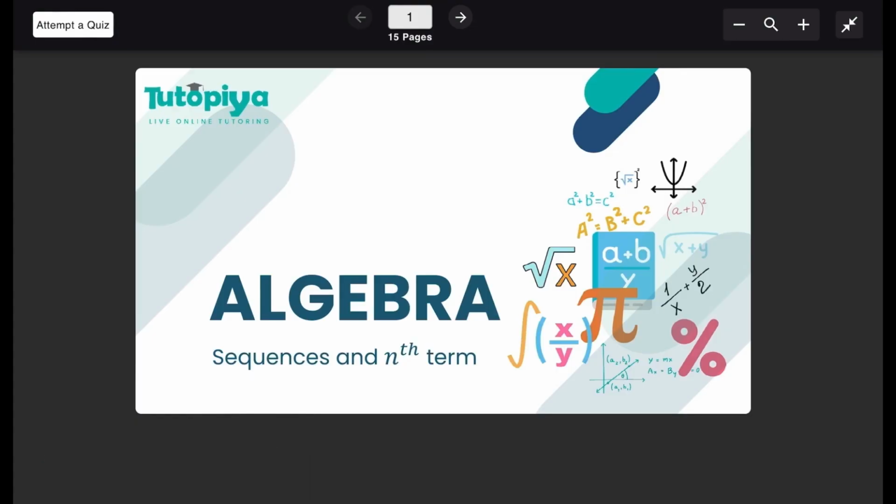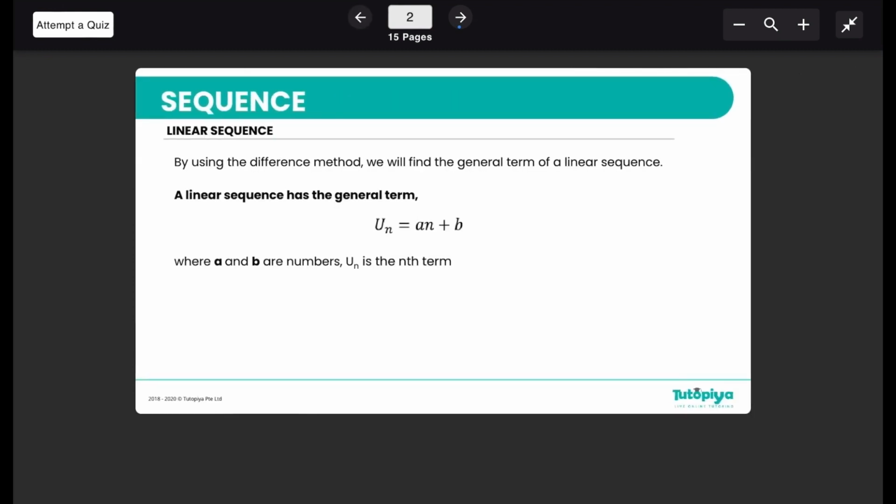Hello everyone. Today we're going to be focusing on Cambridge IGCSE Mathematics, the topic of algebra, subtopic of sequences and nth term. So to start off, we are looking at what is a linear sequence. A linear sequence has the general form of un equals an plus b. Because there are no quadratic terms involved, we call this a linear sequence. And a and b will be certain constants that change depending on the sequence, and un we call the nth term.